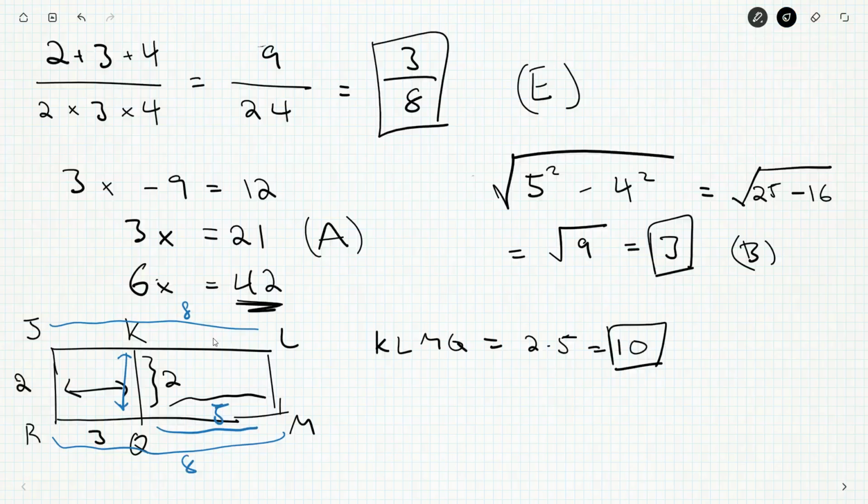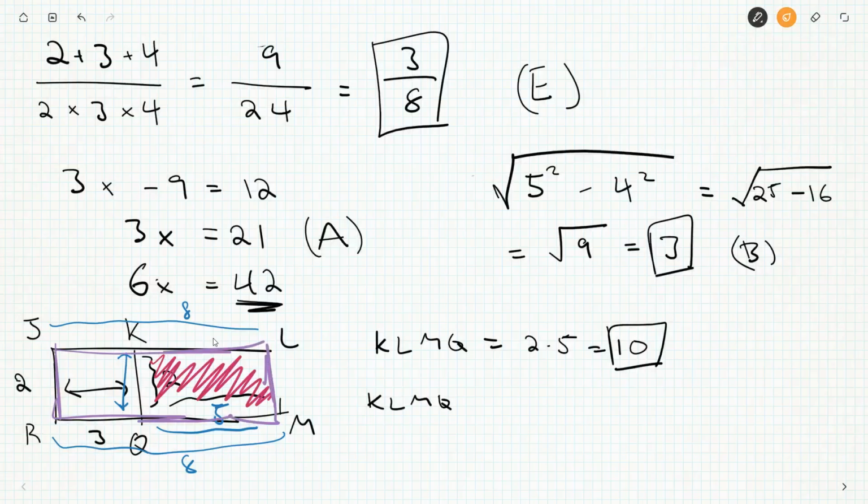Okay, not so bad. Another way we could do the question is say, well, just talking another way to do it. I just realized we could sort of say, well, KLMQ is, we'll use some color here. He's this rectangle here, is this red area. But he's also the big rectangle, this purple rectangle, if you subtract off this sort of orangey area. So he's the big rectangle, JLMR, minus the small rectangle, JKQR. And I have dimensions for both of those.